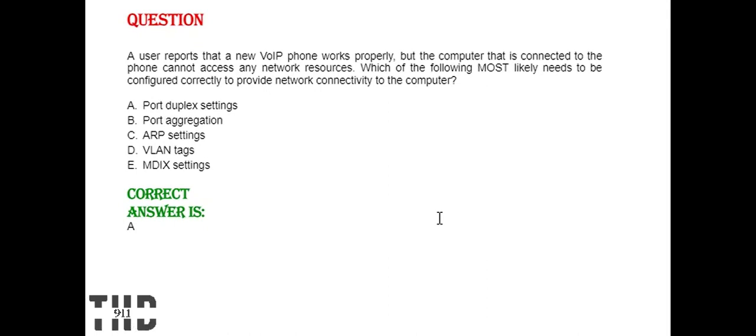The user reports that a new VoIP phone works properly, but the computer that is connected to the phone cannot access network resources. Which of the following most likely needs to be configured correctly to provide network connectivity to the computer? Option A, port duplex settings. Option B, port aggregation. Option C, ARP settings. Option D, VLAN tags. Option E, MDIX settings. The correct answer is option A.